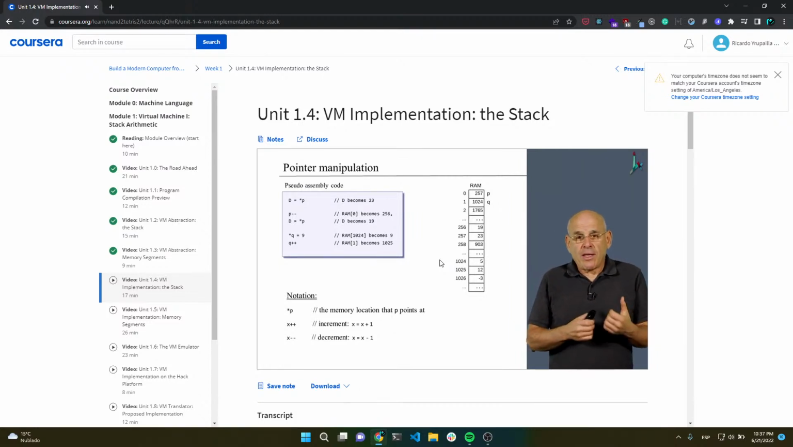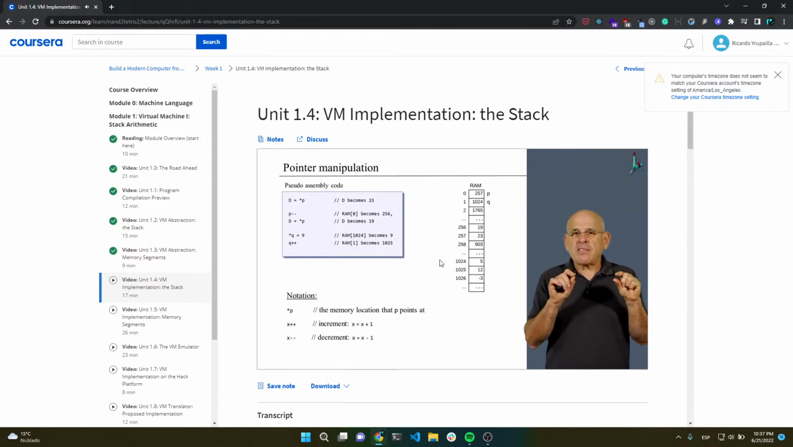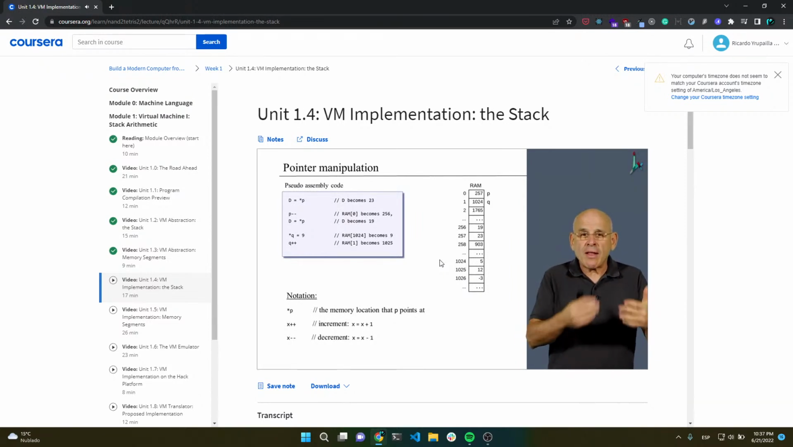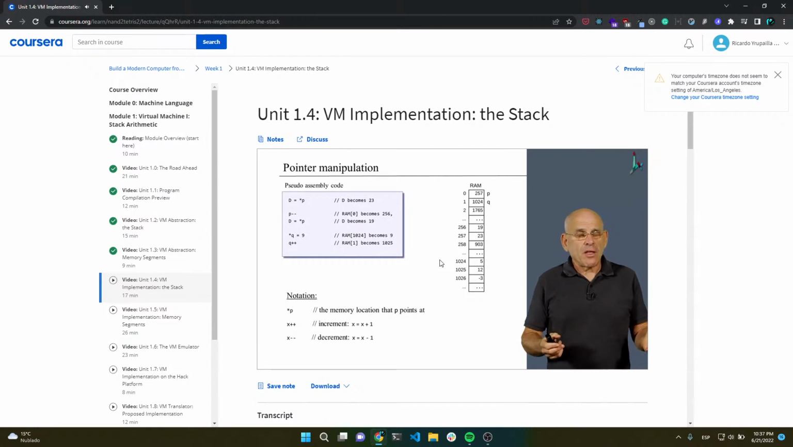And in order to actually implement it, you have to take every one of these pseudo-instructions and rewrite them in your assembly language. If you use the Hack computer, you have to write the code in the Hack instruction set. If you use some other computer, you have to write the same code, which is seen here, using the target language of your computer.